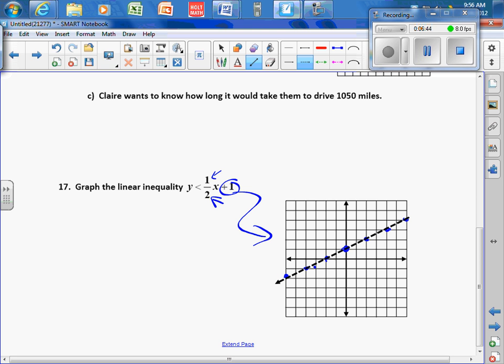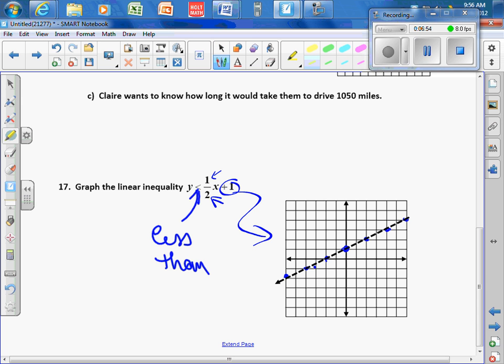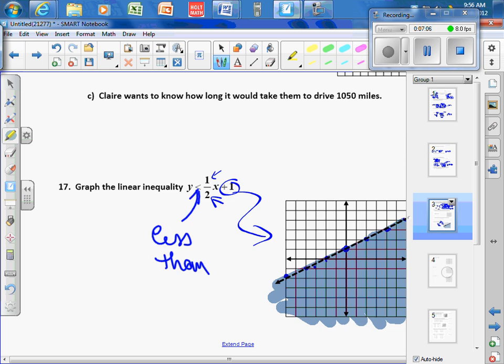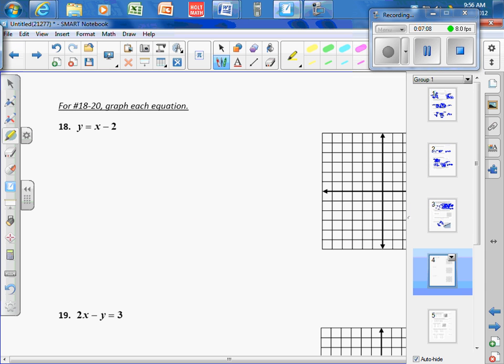It says less than, this is the less than sign, right? Which means we're going to shade below the line. So we take everything below the line and shade that in. And that's what your inequality should have looked like for number 17. Number 19.